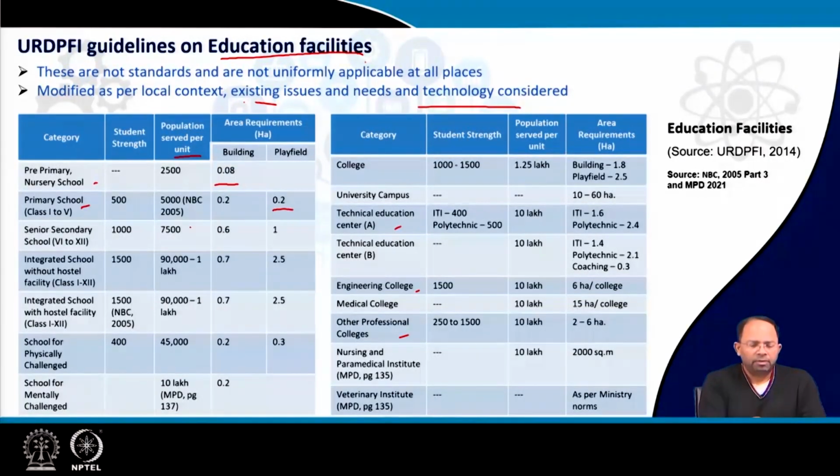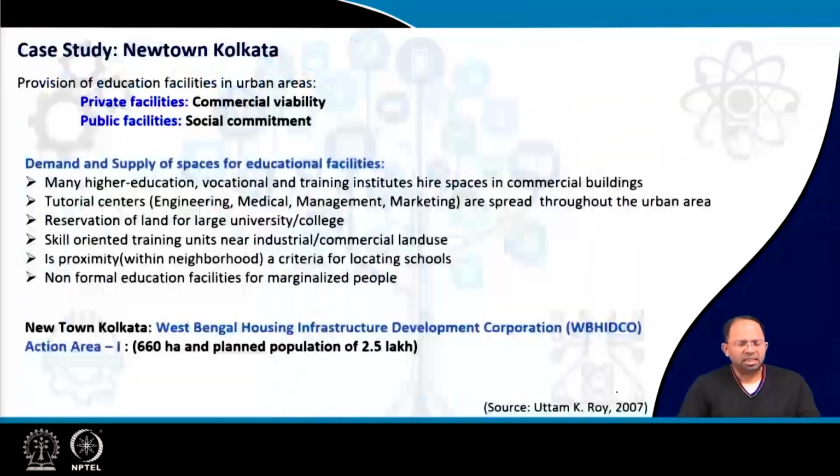It says that for every 5,000 people, there has to be a primary school with a capacity of 500 students, or for every 7,500 people, there has to be a senior secondary school with a capacity of 1,000 students. This is how we can determine how many schools or colleges are required for an urban area. Again, this is just a guideline. This has to be modified as per the context.